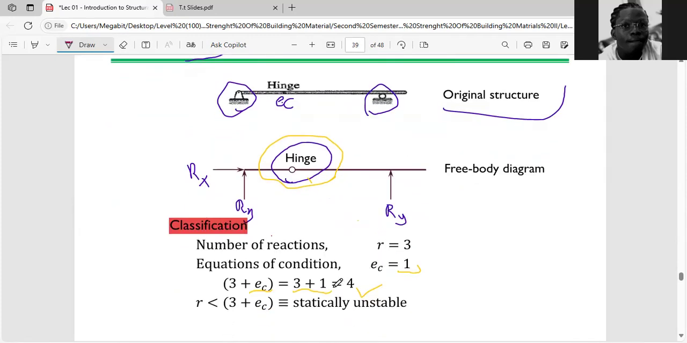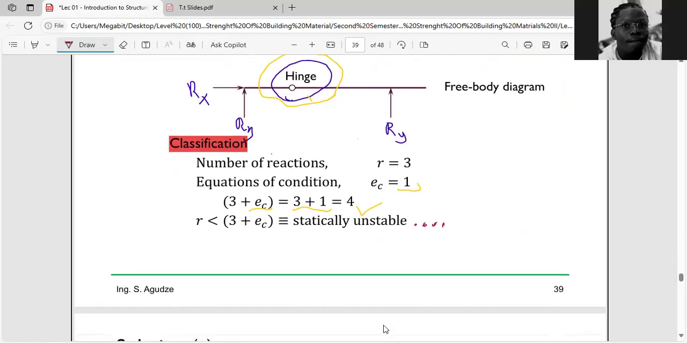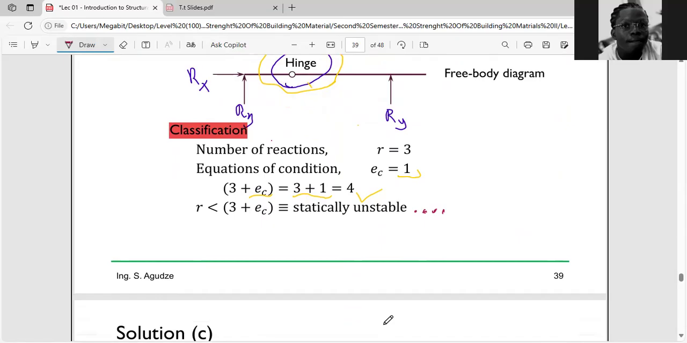you realize that in our problem over here, because R is less than 3 plus EC, this structure became statically unstable externally. It became statically unstable externally because R was less than 3 plus EC. And we say that EC is the what? Equation of condition.